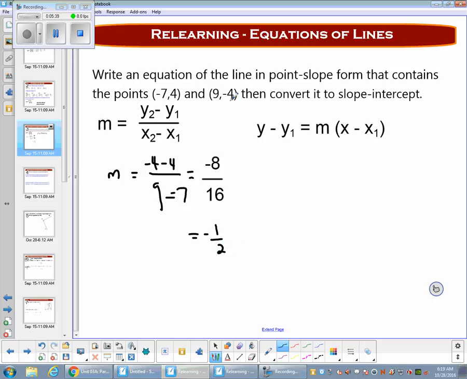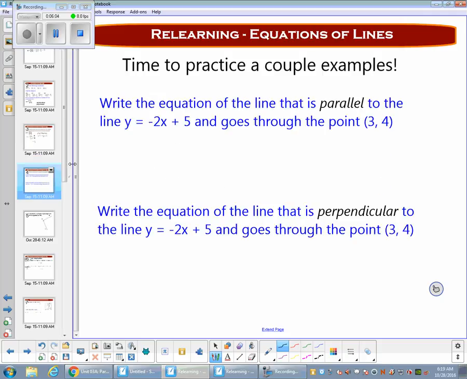So now you can pick any point, because both of these are on the line. We can say y minus 4, because that's our y1, equals negative 1/2 times x minus our x1, so minus negative 7, which would be plus 7. And that's the equation of our line. Here we say write the equation of a line that's parallel to this, but goes through this point. Now if it's parallel to this, it has the same slope. So here the slope is negative 2.